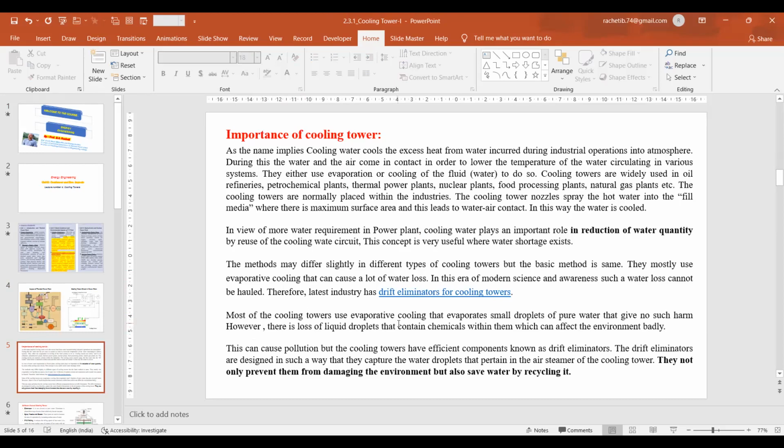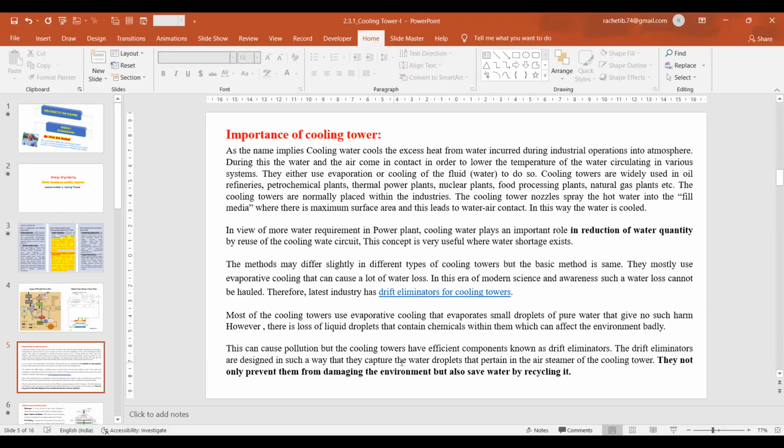Most of the cooling towers use an evaporative cooling system that evaporates small droplets of pure water that give no such harm. However, there is a loss of liquid droplets. So when the cooling takes place in the cooling tower, the hot air goes upwards into the atmosphere through the tower, which may affect the environment badly because it carries some chemicals along with the water, so that may damage the environment.